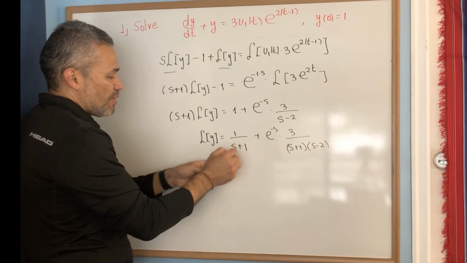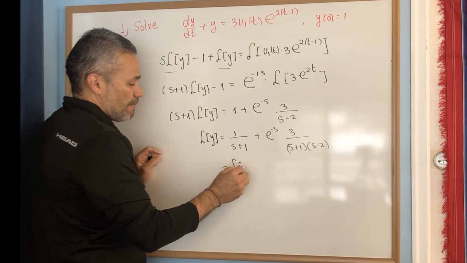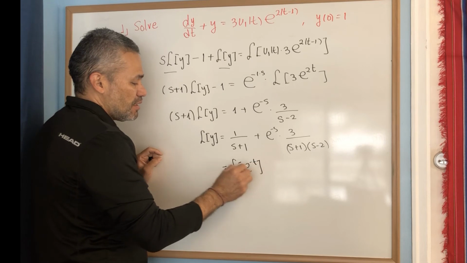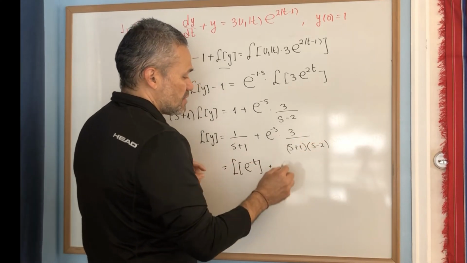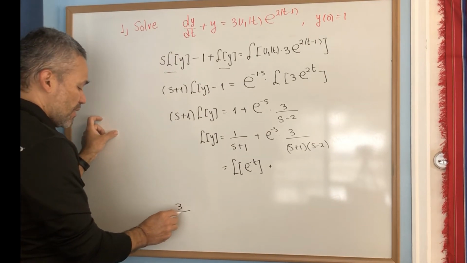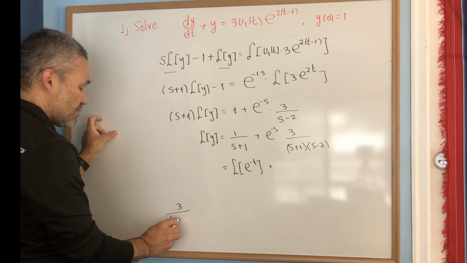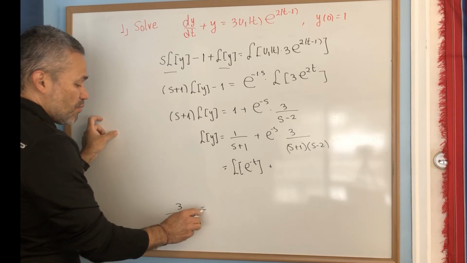We need to compute two inverse Laplace transforms. One is the inverse Laplace transform of this part, which is easy. This is the Laplace transform of e to the negative t. And the other one is the inverse Laplace transform of this. Let's do that part here. In order to compute the inverse Laplace transform of this expression, we need to do partial fractions.